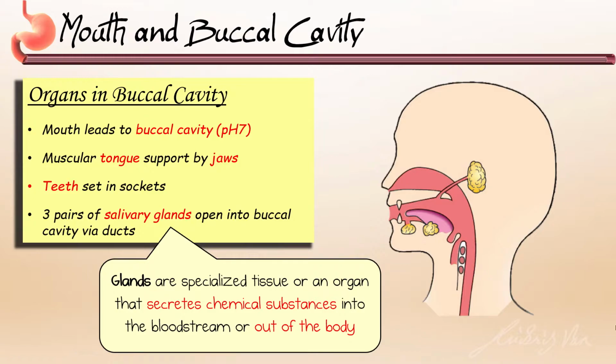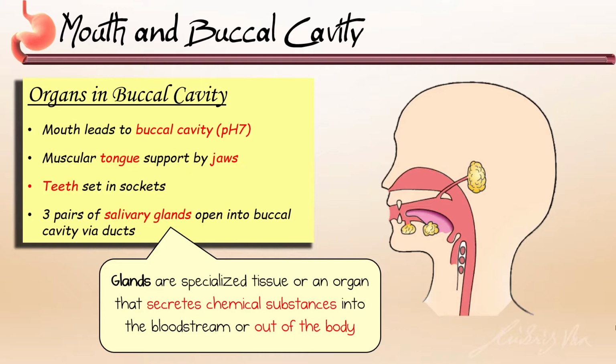Now you might be wondering, our saliva is not secreted inside our bloodstream, right? Neither is it secreted outside of our body because it's secreted inside our mouth. There's a distinction between a gland that is secreting chemicals into the bloodstream as well as outside of our body. And why is secreting saliva into our mouth outside our body?